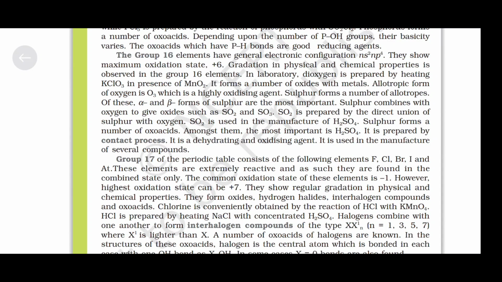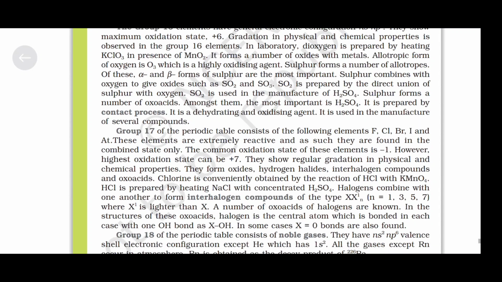It forms a number of oxides with metals. Allotropic form of oxygen is O3, which is a highly oxidizing agent. Sulfur forms a number of allotropes. Of these, alpha and beta forms of sulfur are most important.